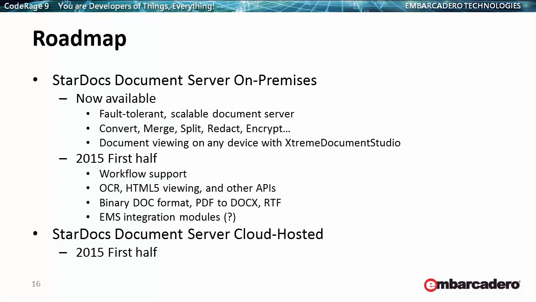And for StarDocs, right now we have the virtual appliance that supports conversion, merging, splitting, redaction, and encryption. And we can use StarDocs in combination with Extreme Document Studio to achieve document viewing on any device at this point. So we will be putting in more and more document processing functions as we move along and also have support for more formats. So far, only the on-premises edition is available, but we will also be making a cloud-hosted version available. So you can just subscribe to the API and pay per use.